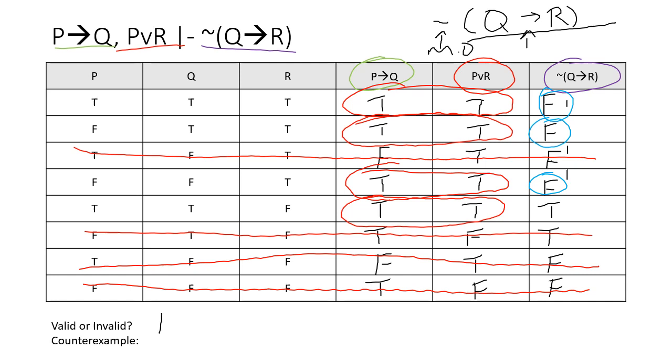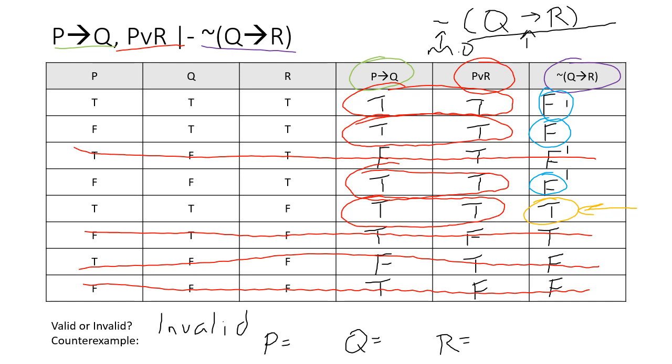Well, first things first is we already know it's invalid because there are instances in which you have true premises and a false conclusion. So ultimately, it's got to be invalid. Even though you have one instance in which you have a true conclusion and all true premises, that doesn't matter. Remember, it only takes one to make it invalid. So in this situation, you have multiple instances in which you have all true premises and a false conclusion.